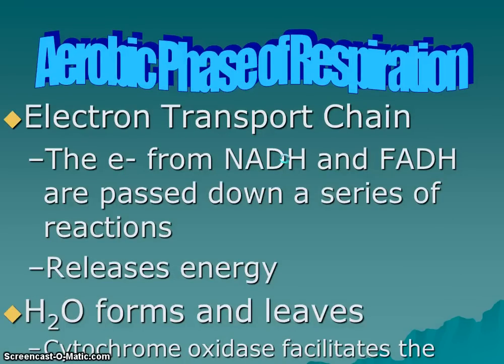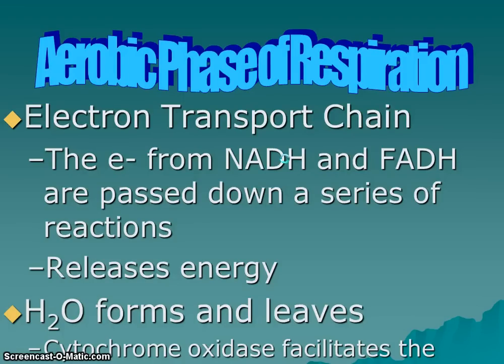So now we're going to go on to the electron transport chain. We had electrons that were on NADH and FADH. Those electrons are going to go down a series of reactions, all producing energy, mega amounts of energy. And the hydrogens from NADH and FADH are going to join with oxygen. Again, it's aerobic, so we're going to make water.